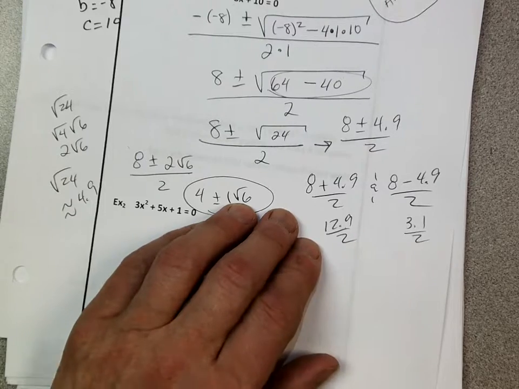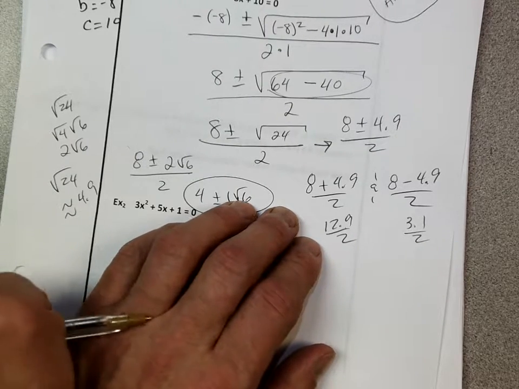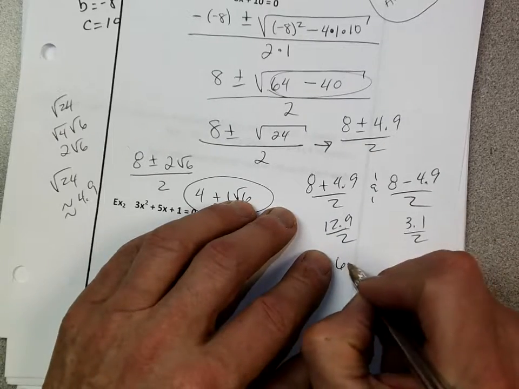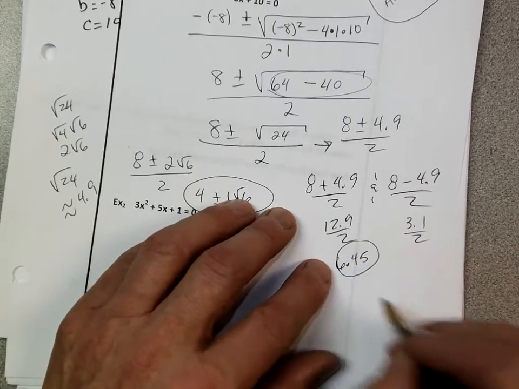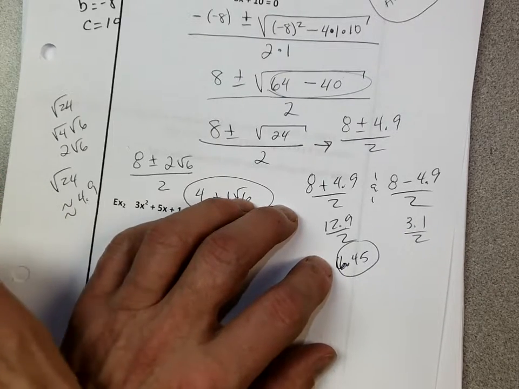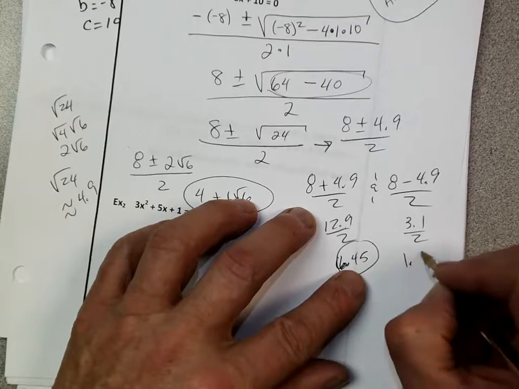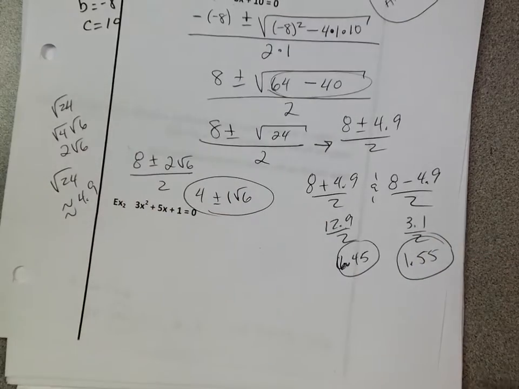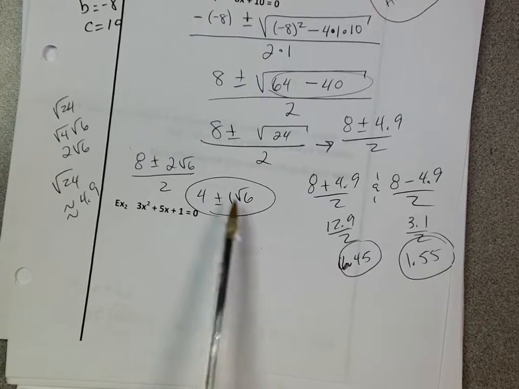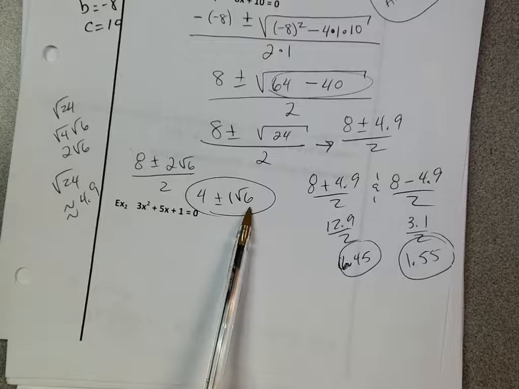Okay, what is 12.9 divided by 2? And I can answer about 6.45. There's one answer. And the other is 3.1 divided by 2, which is about 1.55. Okay? Those would be the answers on the test. So what are they? They are equivalent to these two answers here, except this is a better answer. I'll take either one, okay?